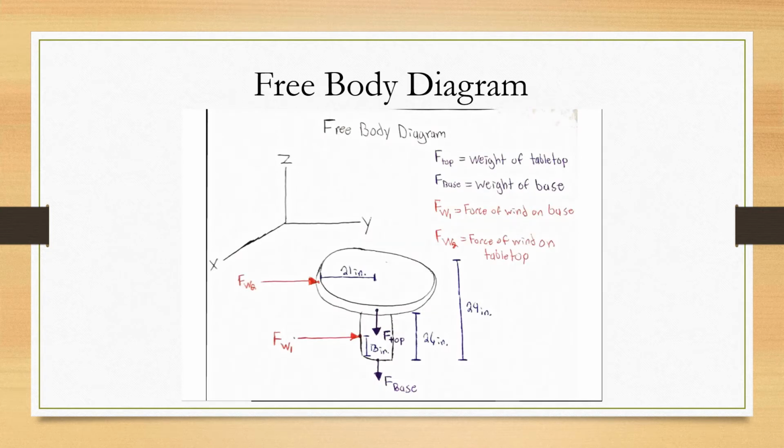So in this initial free body diagram, I drew the forces acting on the table, which would be the weight of the tabletop going down and the weight of the base going down. I estimated that the forces of the wind would be applied towards the center of each object of the table.